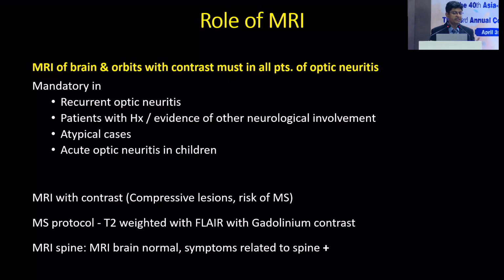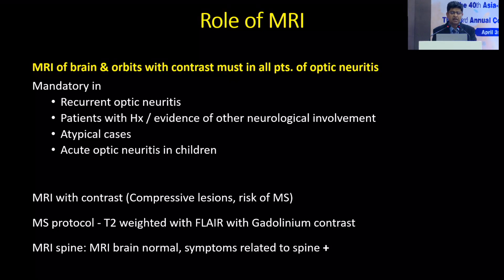In fact, it is mandatory unless of course you have major financial issues which limit it. There is no role of a CT scan. If you're suspecting multiple sclerosis, it's as simple as to write an MS protocol, essentially implying an MRI brain and orbits with contrast, with fat suppression for the orbits and FLAIR for the brain. Of course, the moment you write MS protocol, hopefully the radiologist will understand.